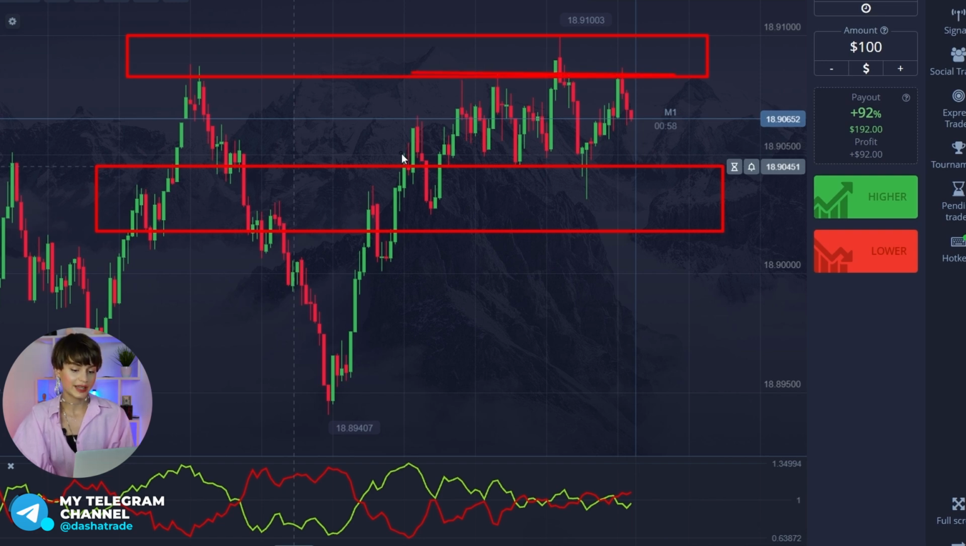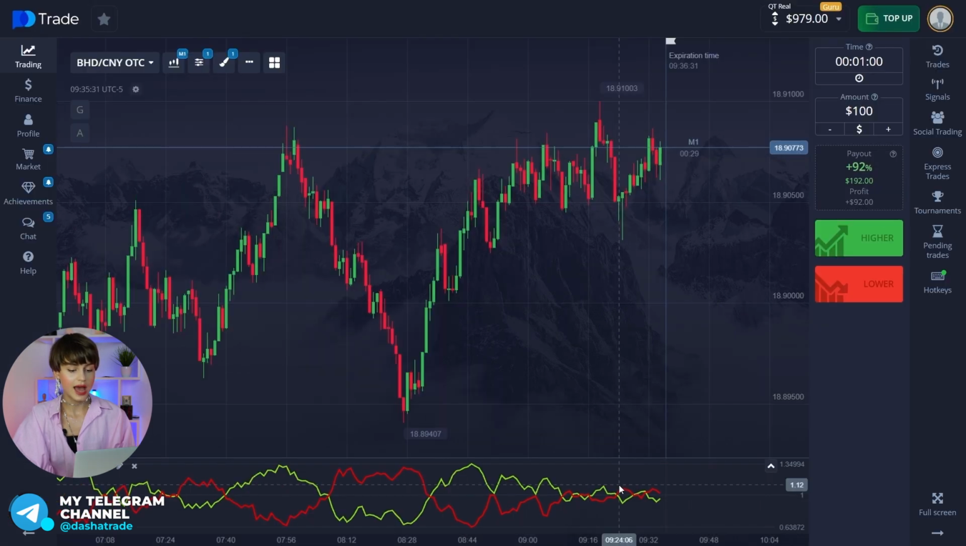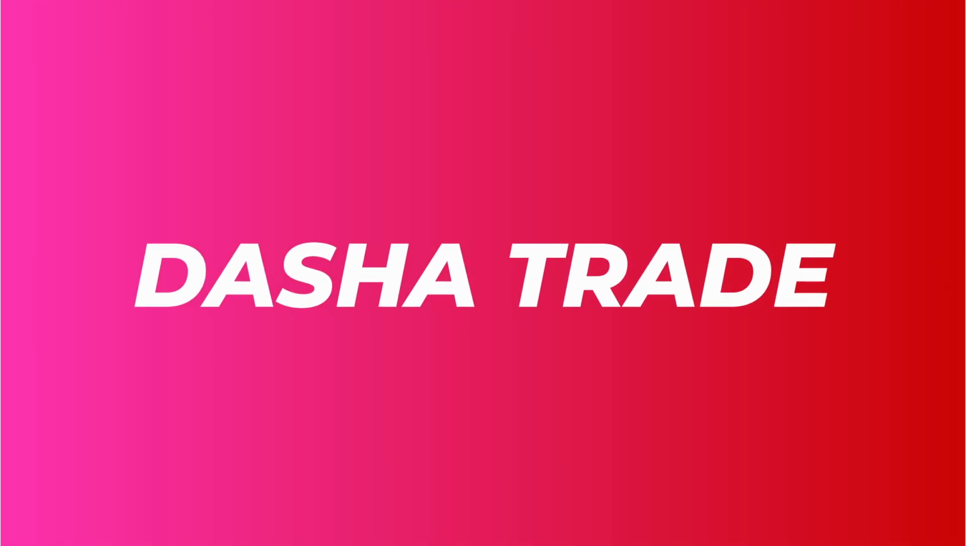For example, right now the chart is in a flat and we see it's moving within one range and a false signal to enter the deal comes on the indicator. In such cases, we never open deals. And as soon as we've got all of that, let's move to practice and try our strategy.